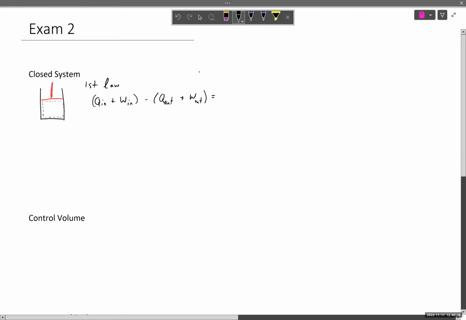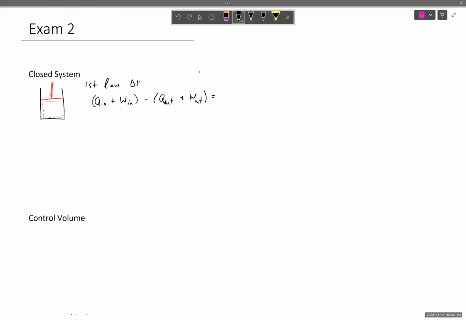And I'm just going to be a little lazy right here because for many of our systems, we said our change in kinetic energy was zero and our change in potential energy was zero. So I'm just going to state that up top. So then I can write change in internal energy, and then what we added here was plus work at the boundary.